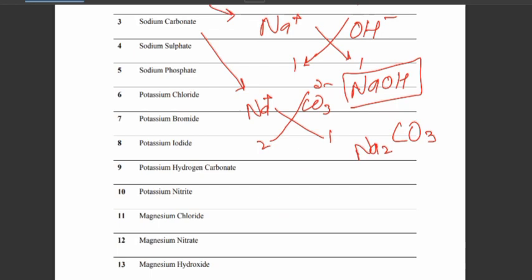Magnesium chloride I have told you. Potassium nitrate: K has a plus charge, nitrate NO3 has a minus charge. So 1 and 1, it becomes KNO3.